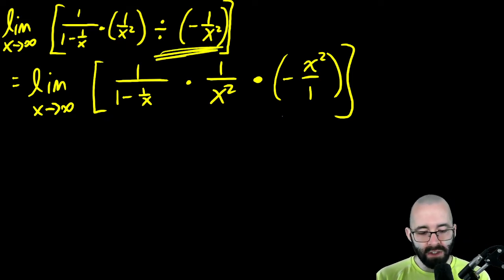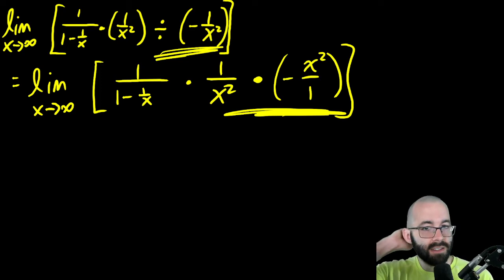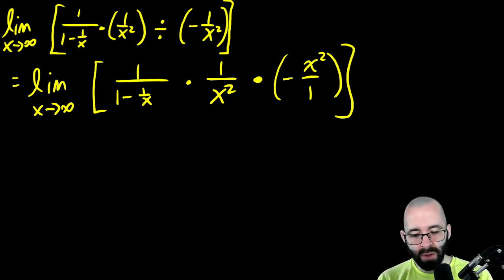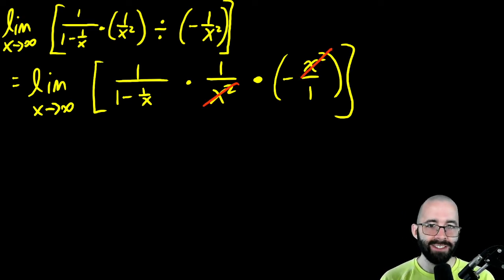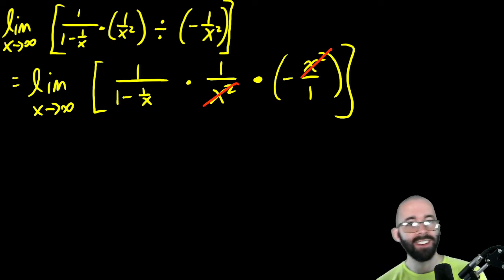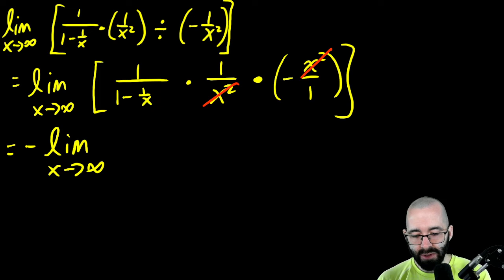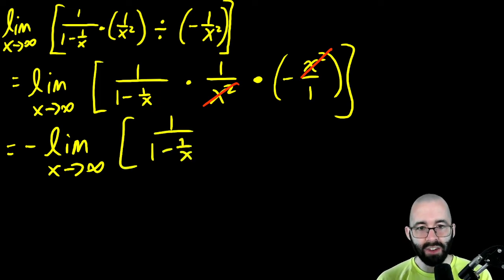So the only thing that changed is this, because now we have three things multiplied by each other. We're getting our McDonald's colors out. Red and yellow. And really, this just became so much nicer. Look at this. Let's take that negative out. We do have a negative in front. Negative limit as x goes to infinity of 1 over 1 minus 1 over x. Everything else is taken care of. We just need to simplify this.